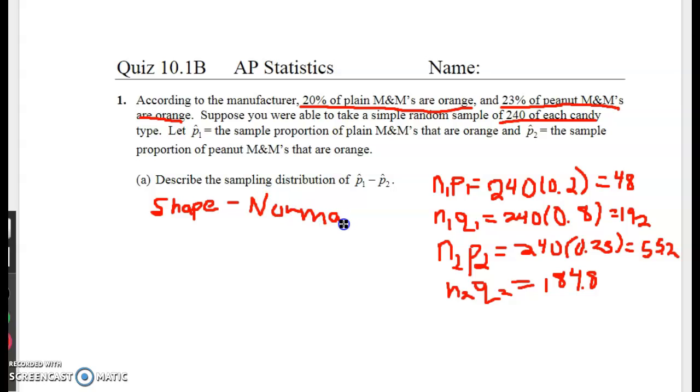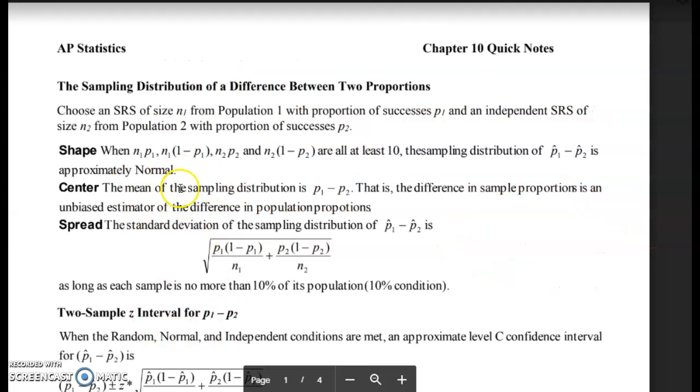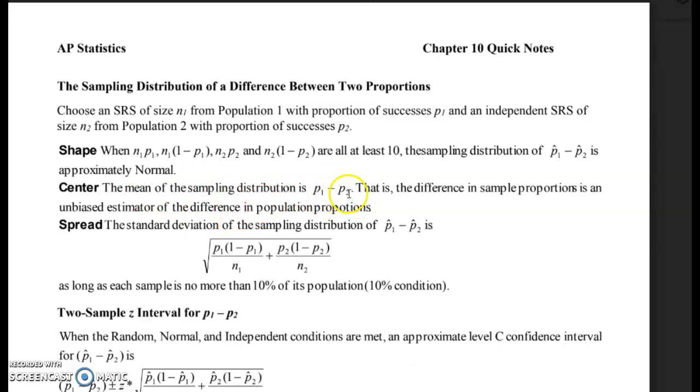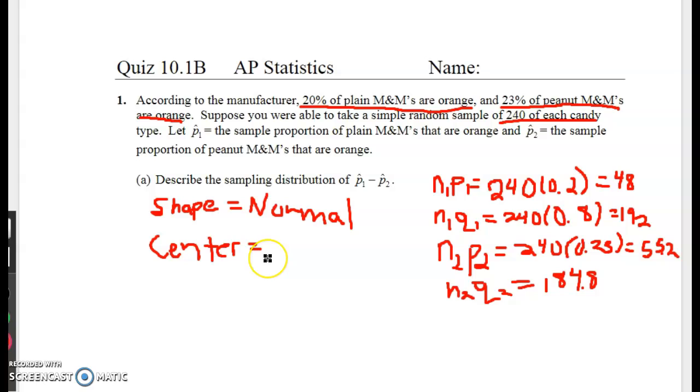And then the center of the distribution is just going to be the difference of those proportions. Going back to the notes, the center, the mean of the sampling distribution, is the difference of the proportions, P1 minus P2, so 0.2 minus 0.23. That gives me a center of negative 0.03, and that's fine. That just means P1 was smaller than P2.